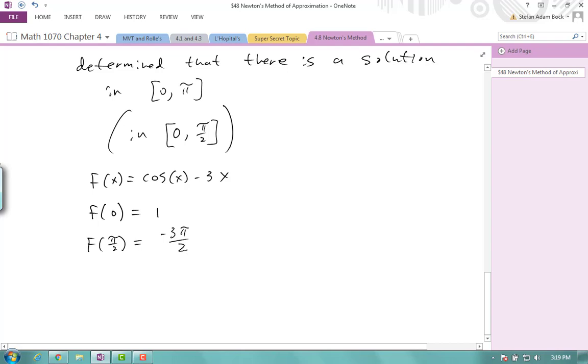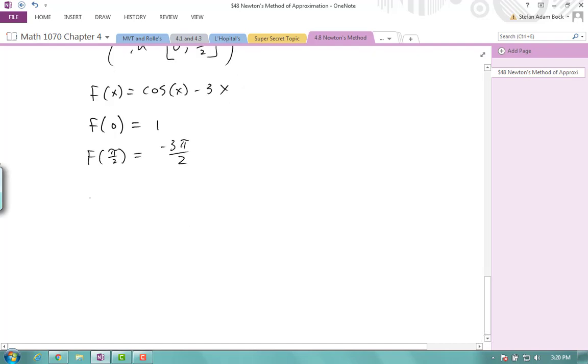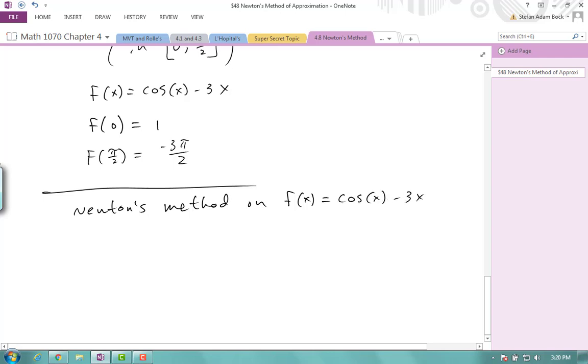because pi is 3.14. 3 of those, and you're at 9.42 or something. And then half of that, you're still over 4. So f of pi over 2 is a lot farther away from 0 than f of 0 is. So if we start there, on f of x equal to cosine of x minus 3x, the first guess is x sub 0 equals 0.